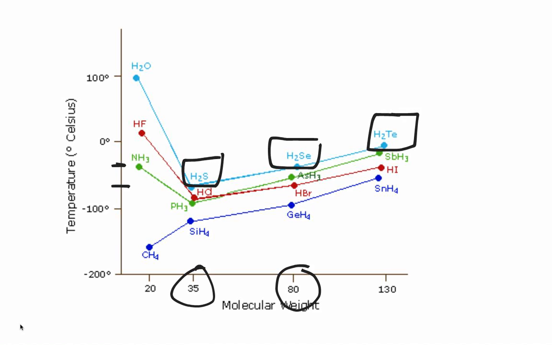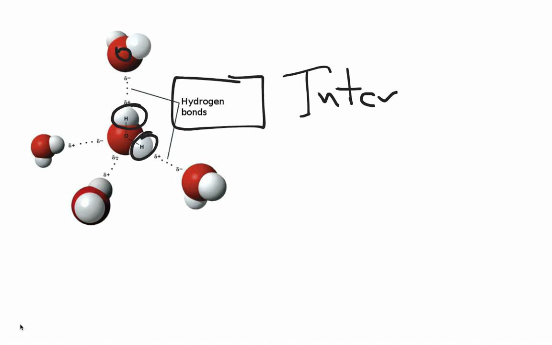However, look at this crazy, crazy peak for water. Water boils at 100 degrees Celsius. Why does water, the lightest of the series, have the highest boiling point? Well, water has a high boiling point because it has hydrogen bonds.